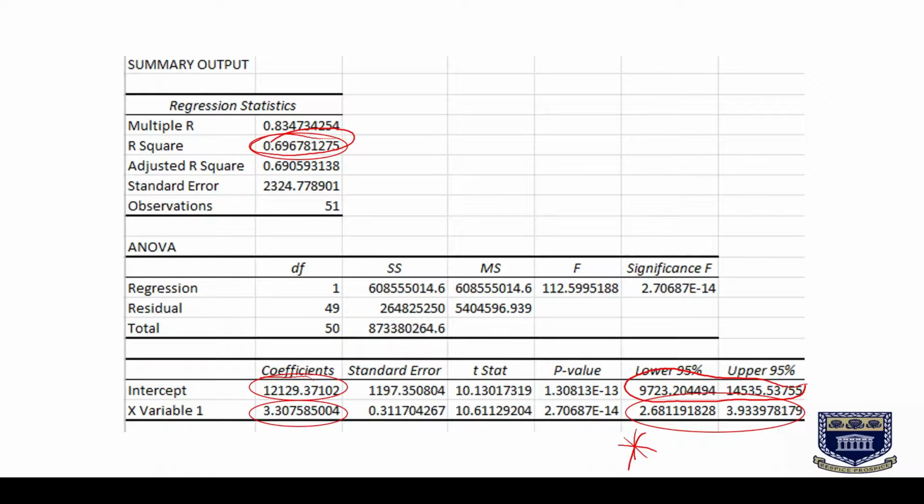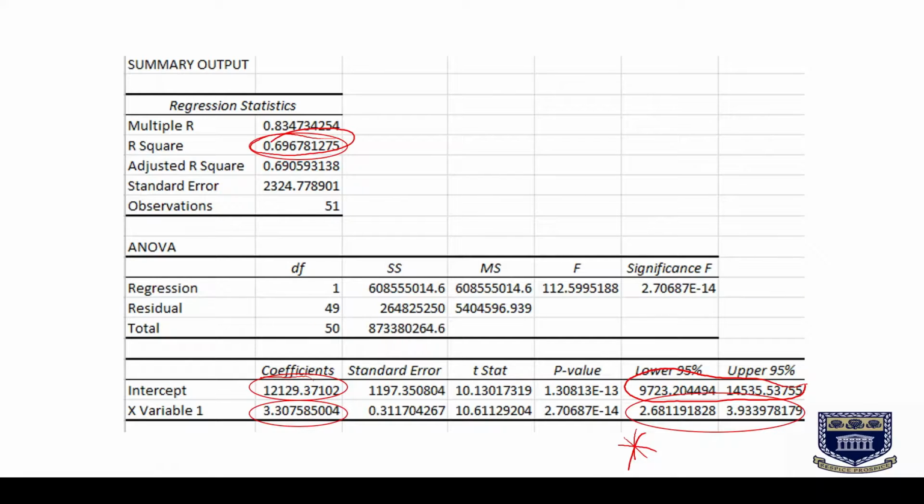The intercept term is 12,129, and the technical interpretation of that is that when per pupil expenditure is zero, then teachers' salaries will be $12,129. This is, of course, annual salaries. And of course, that makes no sense, right? If there's no expenditure on learners, then there's clearly no salaries for teachers. So that number is effectively meaningless in this instance.